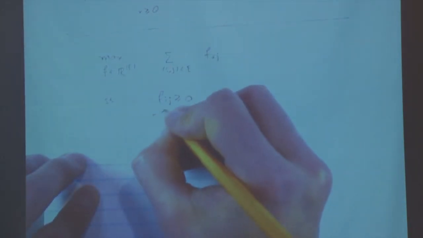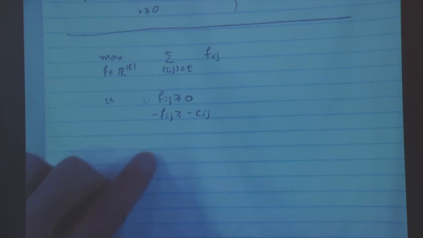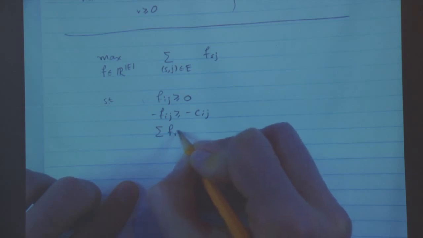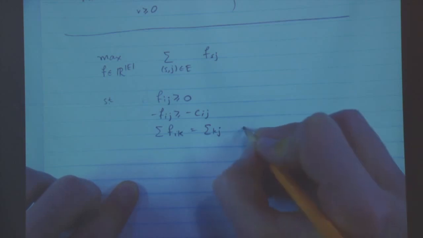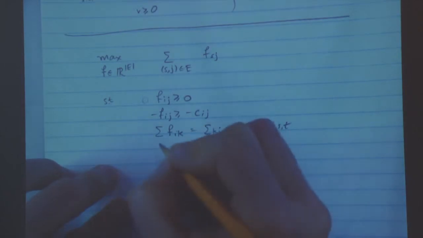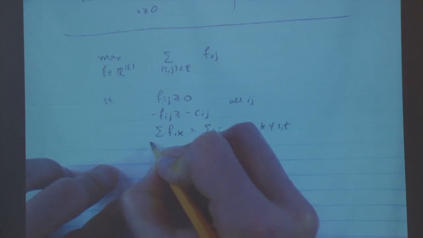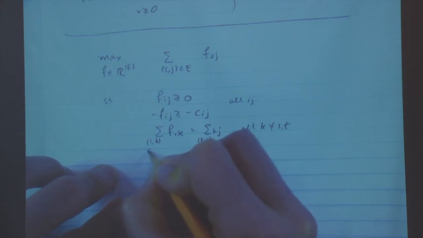So I'm going to get started and write everything in a form that we can apply our logic to. I'm going to change around this constraint, which said f_ij is less than or equal to c_ij. Just flip it around so we can use it. And this last constraint was f_ik equals f_kj for all k not equal to S or T. This was for all ij. And this was the sum over (i, k) that were edges, and the sum over (k, j) that were edges.